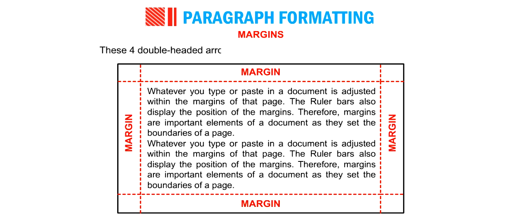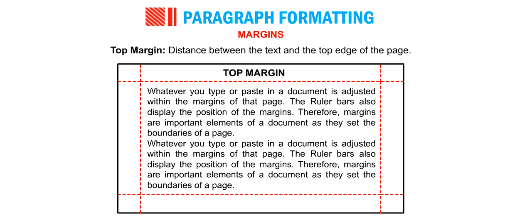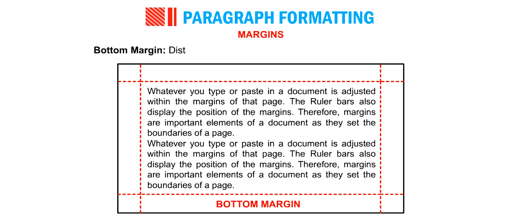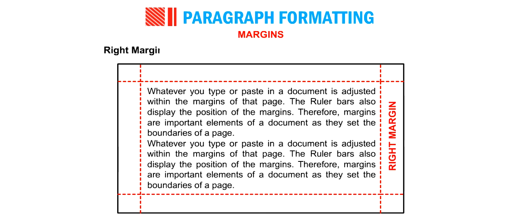These 4 double-headed arrows are denoting the 4 margins respectively. Top margin, distance between the text and the top edge of the page. Bottom margin, distance between the text and the bottom edge of the page. Left margin, distance between the text and the left edge of the page. Right margin, distance between the text and the right edge of the page.